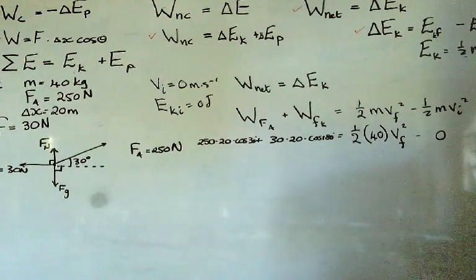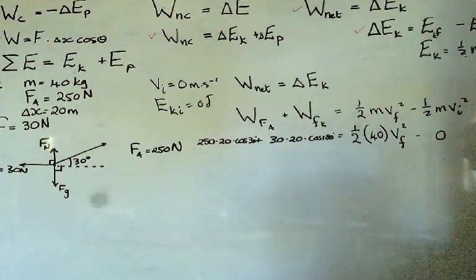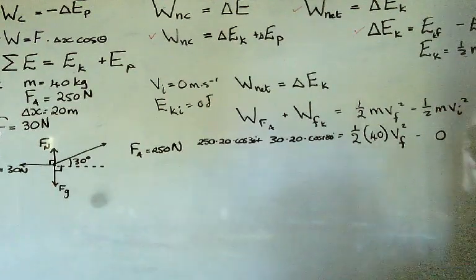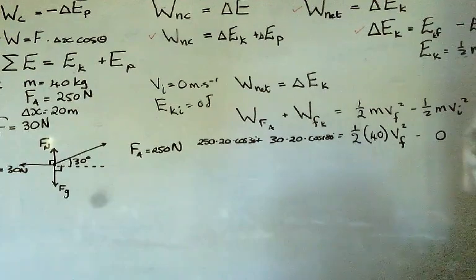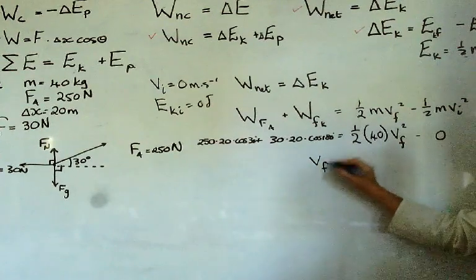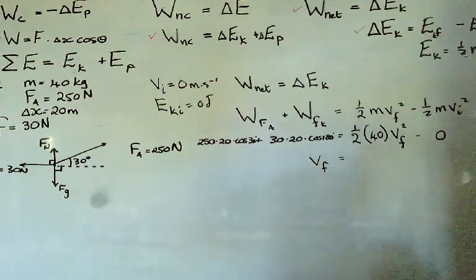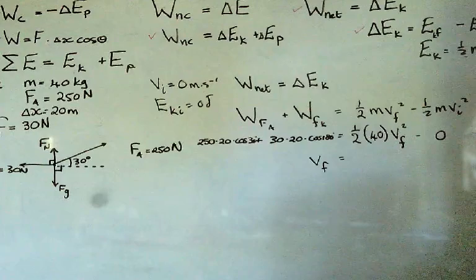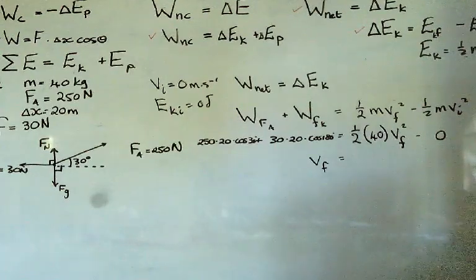And then a half of 40 is 20, so 20 VF squared equals the 3,700. Okay, so I want to know what VF is. We just square root it.